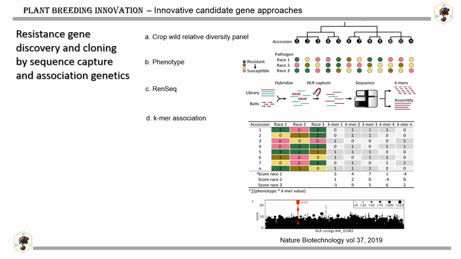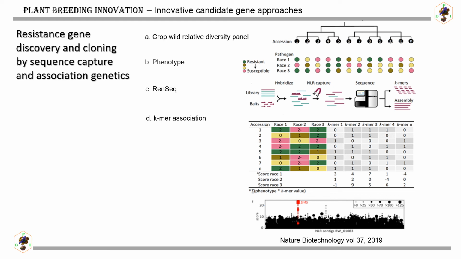As an innovative gene discovery and cloning method, there is an approach by sequence capture and association genetics, referred to as AgRenSeq, association genetics with R gene enrichment sequencing. The approach came from an alignment-free method for k-mer-based association genetics of categorical phenotypes in human disease and bacterial antibiotic resistance. And it identifies, unlike GWAS, associations with structural variations and sites not present in the reference genome.